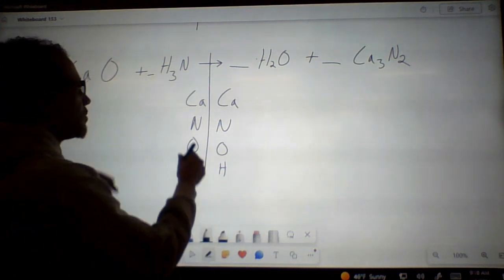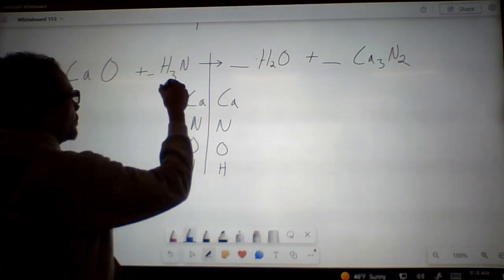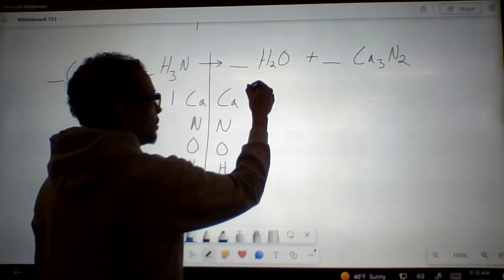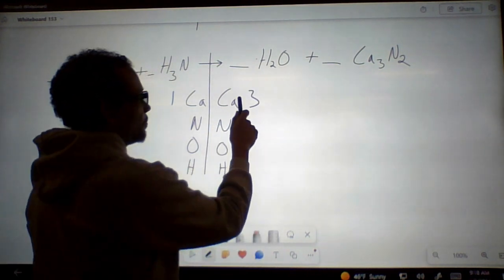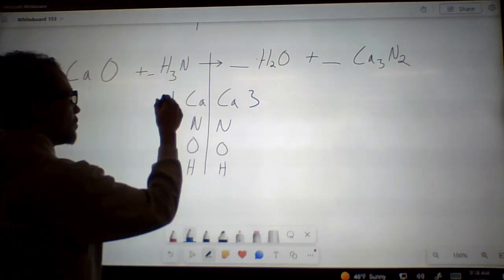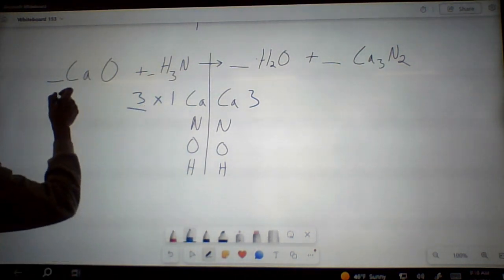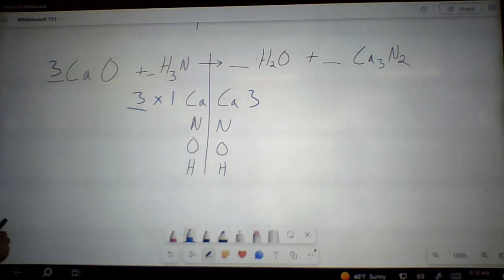All right, calcium on this side is a 1. Calcium over on this side is a 3. Least common multiple of 3 and 1 is 3, so I'm going to multiply by a factor of 3. I underline to indicate that it's going in the underlined part, 3.